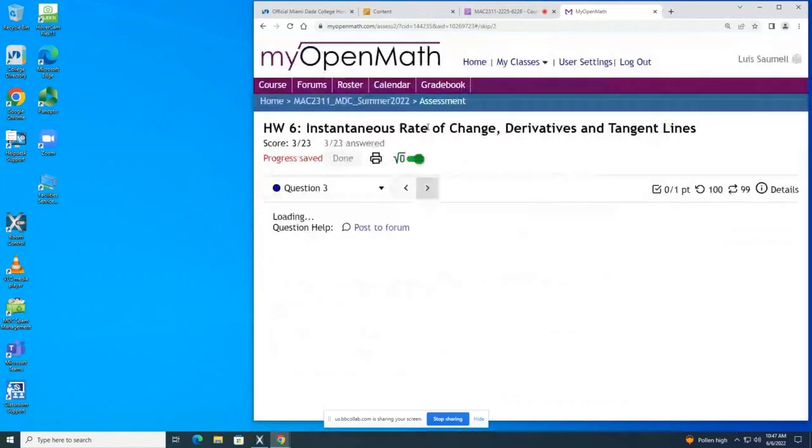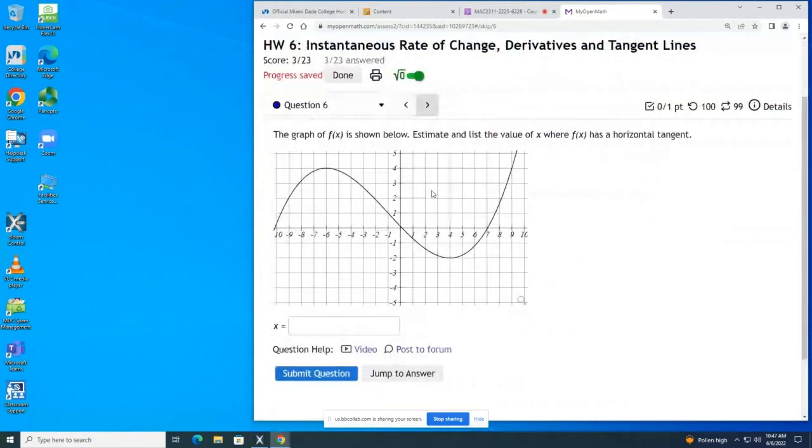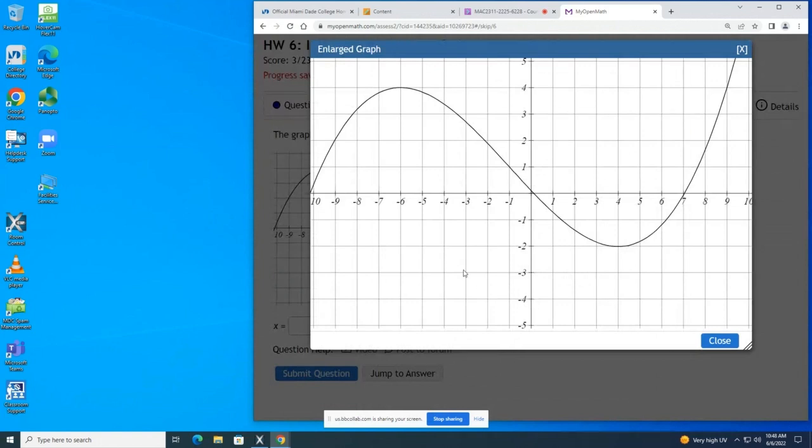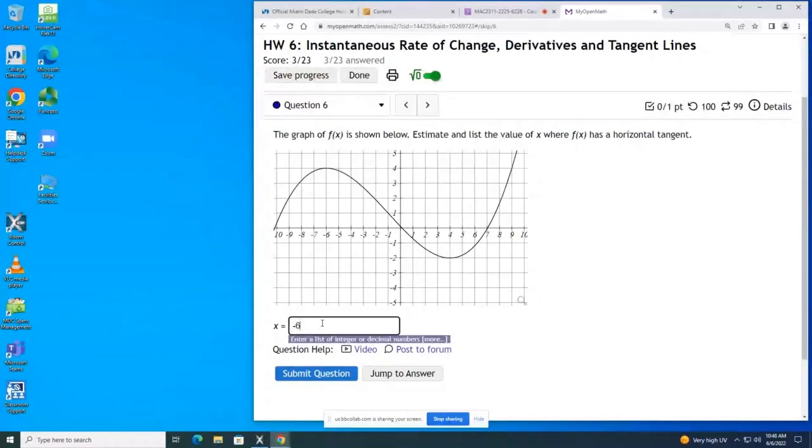Question number 1. For example, let's see. Let's answer this one. The graph of f is shown below. Estimate and list the value of x where f of x has a horizontal tangent line. What would be the answer here? So right here, that's 1 point. Yes. And down here is 0 point. Yes. So you know that's a pretty easy question. So that's -6.